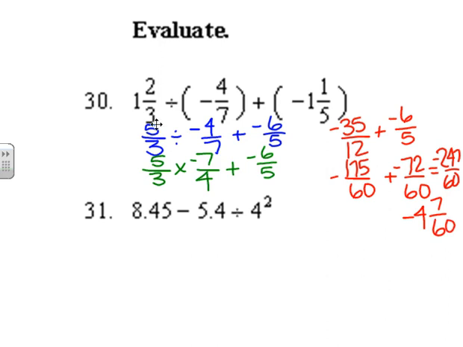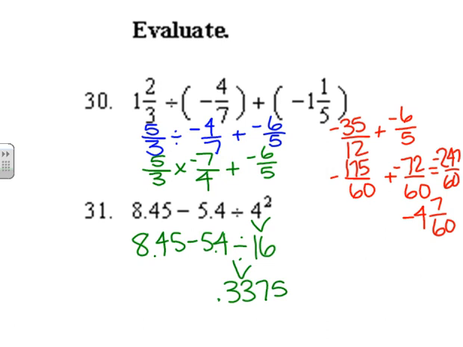On 31, we're going to do exponents first. 4 squared is 16. Bring everything else down. We're going to divide next. When we do 5.4 divided by 16, we're going to get 3,375 10,000ths. Bring everything else down. And then when we subtract, we're going to end up with 8 and 1,125 10,000ths as the answer.